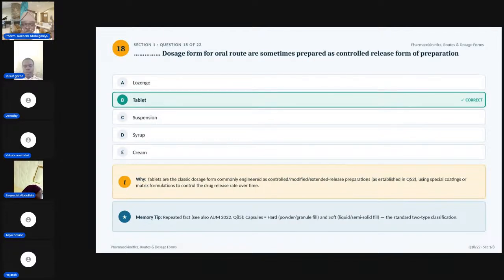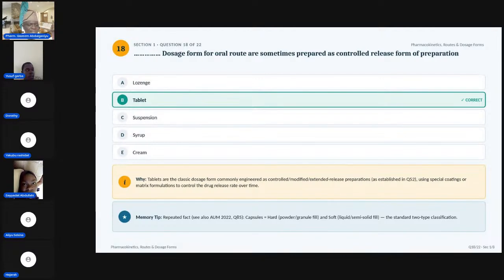So the next question: dosage forms for oral routes are sometimes prepared as controlled release forms of preparation. Control release. You cannot have lozenges that is control release. You are licking it, except you remove it from your mouth, right? You say, okay, I'm done with what I'm licking now. If you take a suspension, it goes in like that. It cannot be controlled. If you have syrup, it can be controlled. If you have cream, it can be controlled.